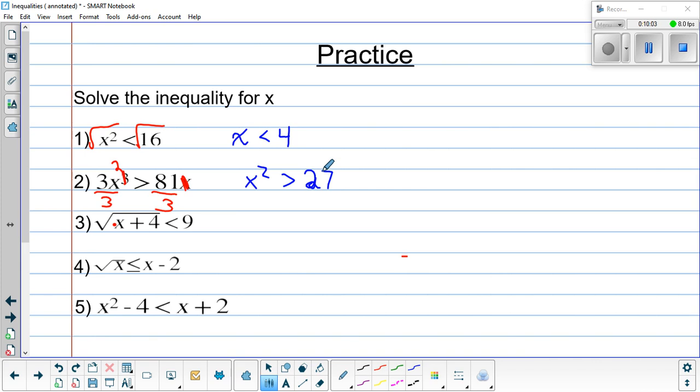get 27. And then here we want to take the square root of both sides. And we're actually not going to be left off with something too nice. We're just going to be left with x is greater than square root of 27. So if it actually asks you for a decimal answer, you'd be able to use a calculator. But we could always approximate it.